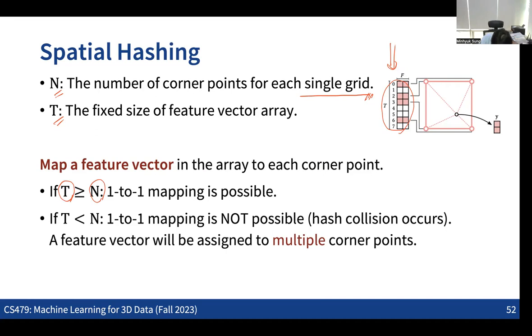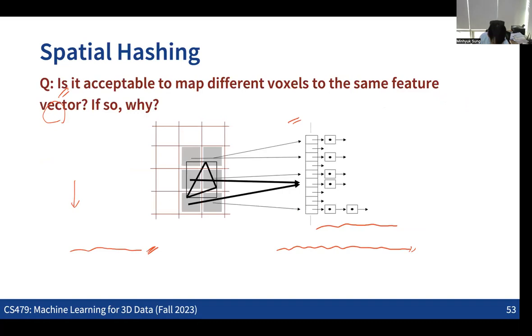But we want to do some kind of compression, right? So we want to decrease the number of feature vectors even lower than the number of corner points. So the question is, even when you decrease the number of feature vectors lower than the number of corner points, would this framework still work? So what we can do is decrease the feature vectors in a way that we are assigning a feature vector not to a single corner point, but to multiple corner points. In the hash table, this is the case where we see some kind of hash collision, which means that every single feature vector can be assigned not to a single corner point, but to multiple corner points. But would this still work?